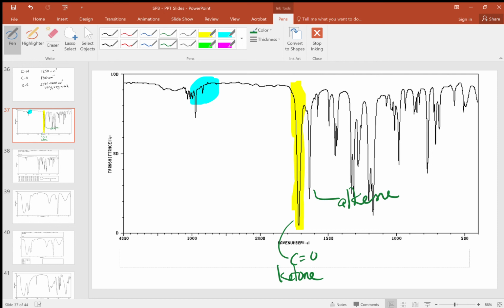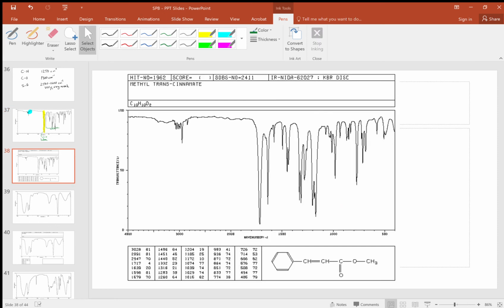So let's look at the actual structure. And we can see that, yes, it does definitely have an alkene, so we were right about that. But the carbonyl peak, which is showing up at 1717, ends up being an ester. And that's definitely lower than the range that we talked about for esters previously. So why is it that it's still an ester, even though it's lower than we would expect?